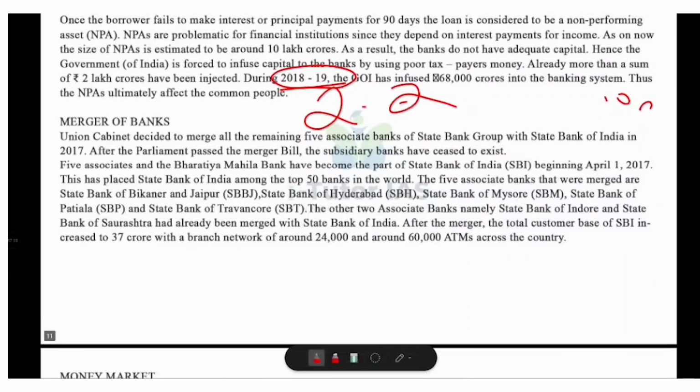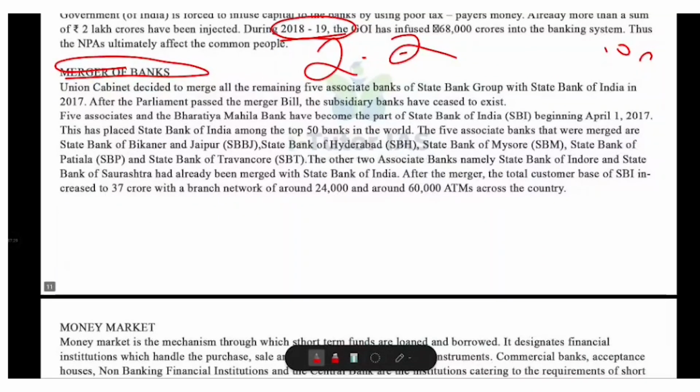Alright, let's now move on to another important reform in the banking sector, that is the merging of banks, particularly with the SBI. Before 2017, the State Bank Group consisted of SBI and its associate banks, and these associate banks worked under SBI but had separate identities: the State Bank of Travancore, State Bank of Mysore, and so on. However, in 2017, the Union Cabinet took a major decision to merge all the remaining 5 associate banks of SBI along with the Bharatiya Mahila Bank.